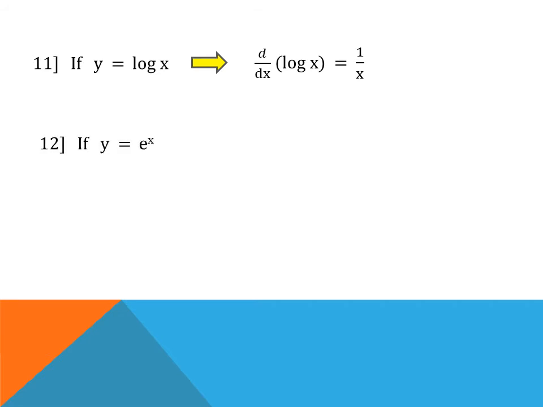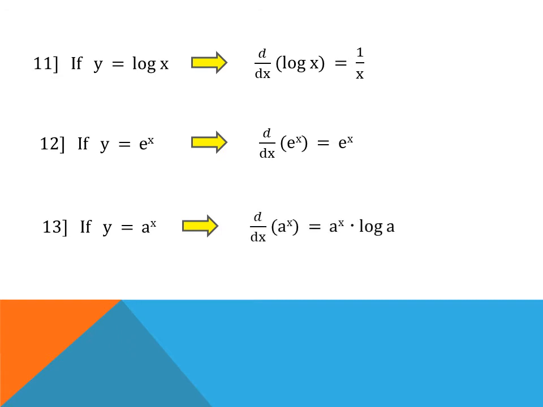Now next function, if we have y is equal to log of x, its derivative is 1 upon x. Similarly the derivative of e raised to x is the simplest one. The derivative remains the same as the function itself. So the derivative is e raised to x. Next we have derivative of a raised to x. Now a again here is a constant. So the answer is a raised to x into log a.